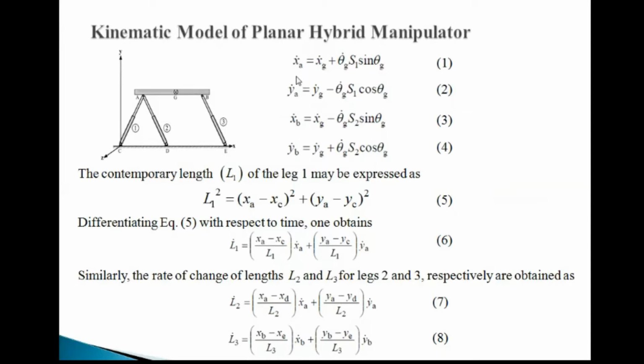These equations basically show how to calculate velocities of different joint points. And these velocities come from the forces in the actuator. The forces in the actuators can be measured and controlled by the user. So after calculating the velocities of A and B points in X and Y directions, we calculate the length of the first actuator, that is L1 square. Then after differentiating, we get the rate of change of leg length, which is basically related to the force in the actuator. Similarly, we can obtain it for the second and third legs also.